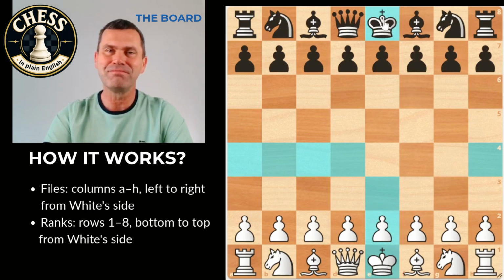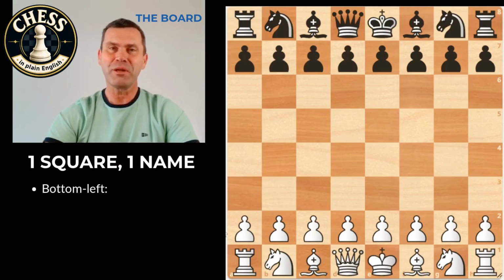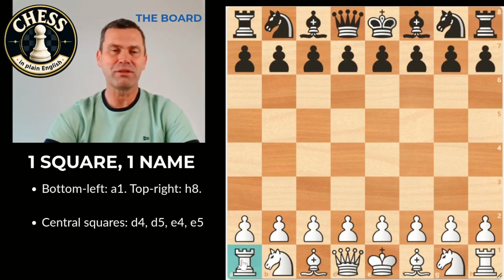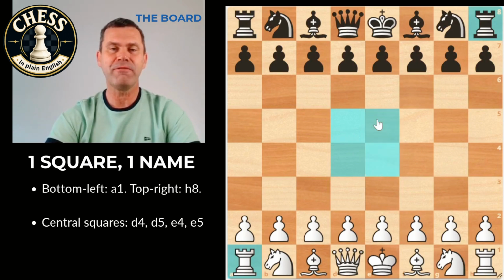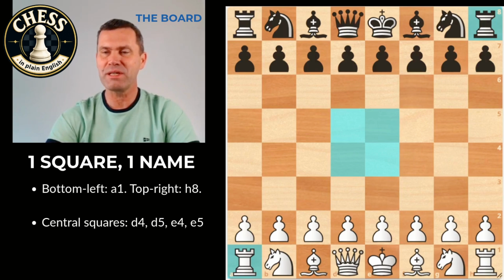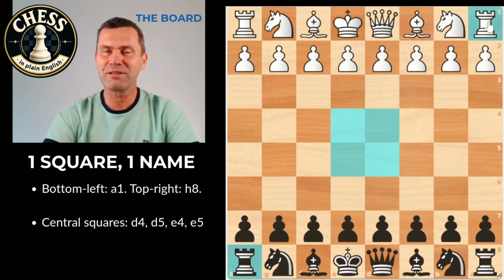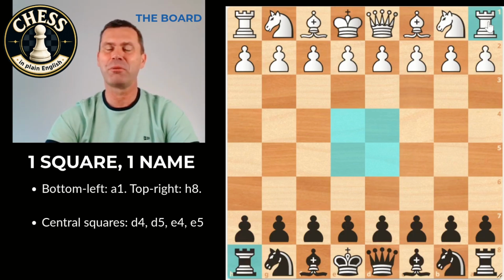8x8 grid. The square name combines file letter, so A, and rank number, 1 in this case. So A1 is the name of this square, or H8 in the case of this square, or D4, D5, E4, E5. What is important to remember is even if you flip the board, they remain the same. So A1 is still A1 despite the fact that you're black and you're looking at it from another angle.